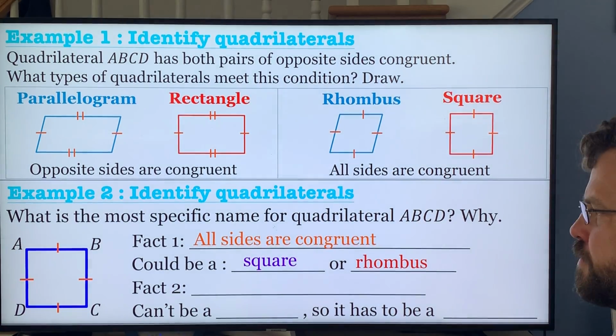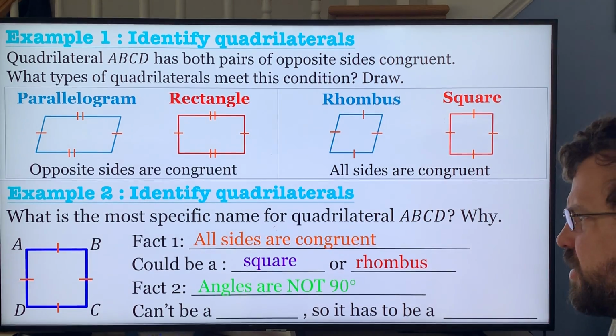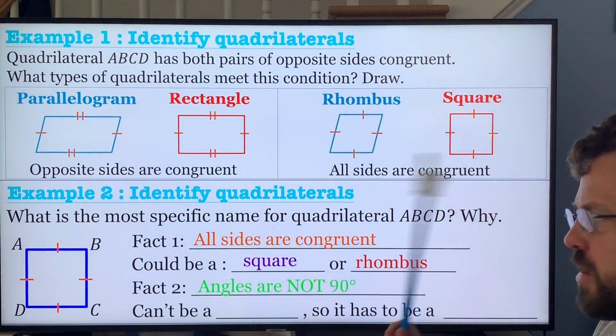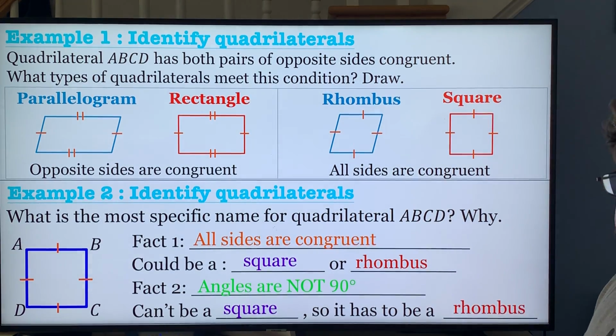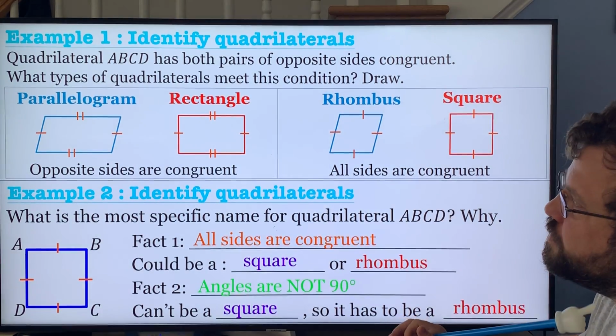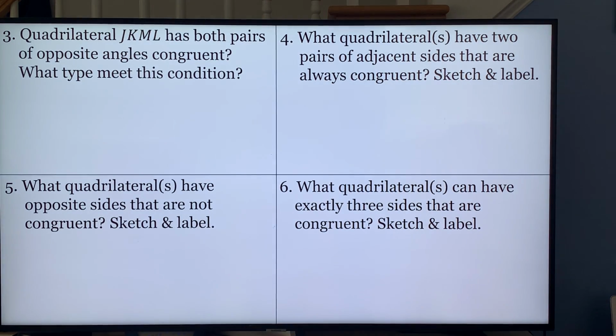What do you notice here? Angles are not 90 degrees, so it can't be a square, so it has to be a rhombus. Got it? Awesome. Let's look at problems 3, 4, 5, and 6. Complete these problems and we'll go over.